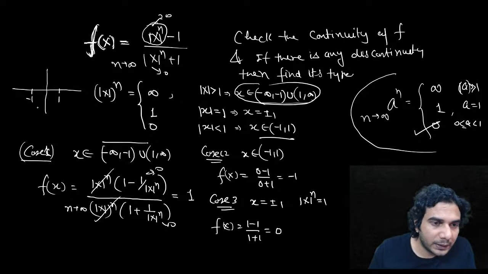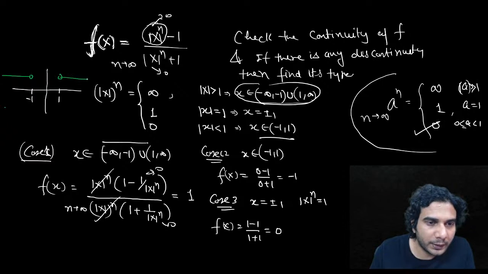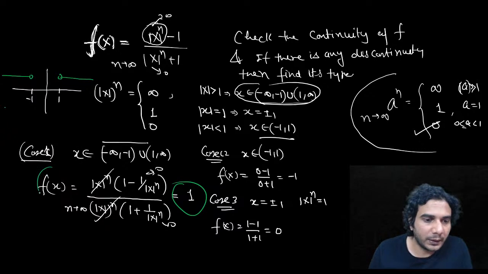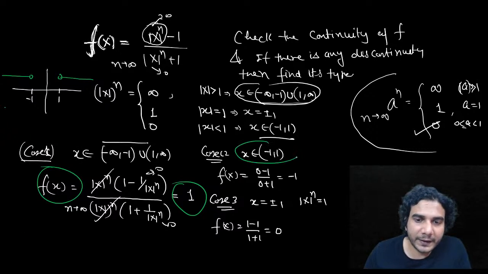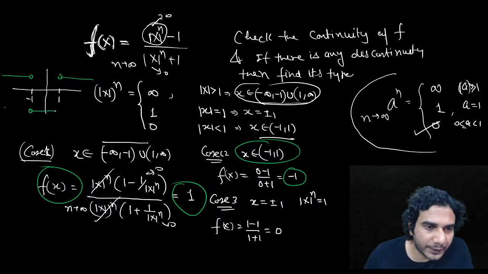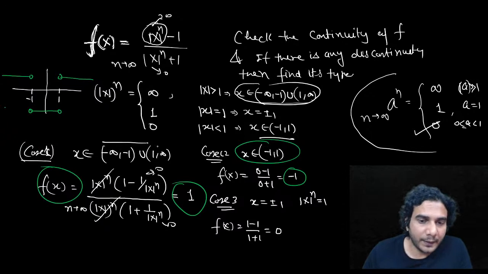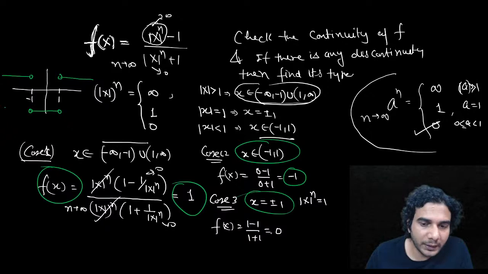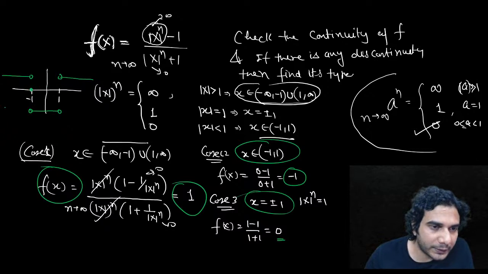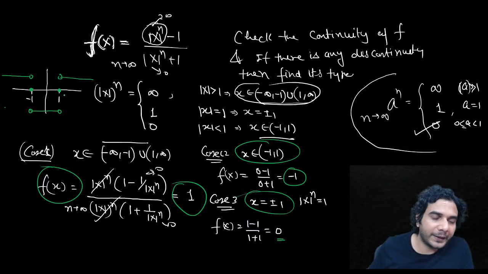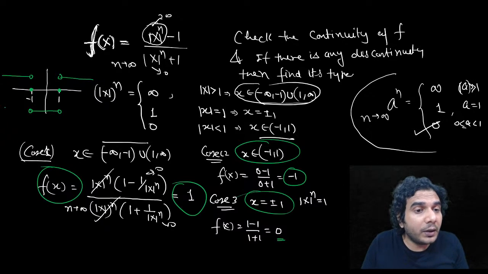In the first case, from minus infinity to minus 1 and 1 to infinity, excluding the endpoints 1 and minus 1, the limit was 1. So f(x) is equal to 1, a constant function. Open and open. This is your f(x). Now in the second case, when x belongs to (-1, 1), f(x) is minus 1. And when x is equal to plus minus 1, then f(x) will be 0. So at these points. Now tell me where this function has discontinuity and what kind of discontinuity it is.